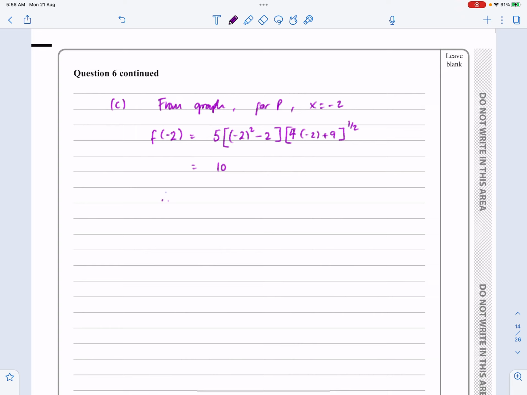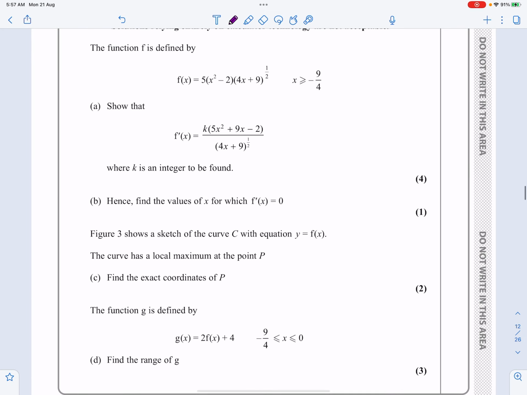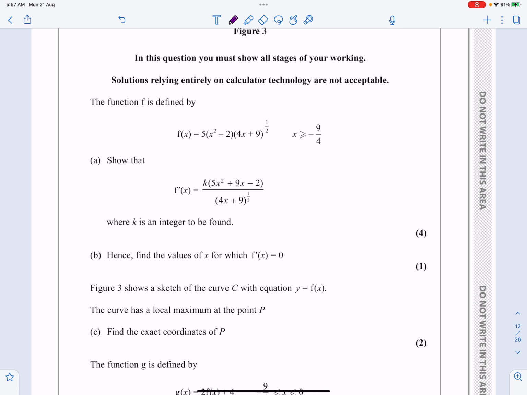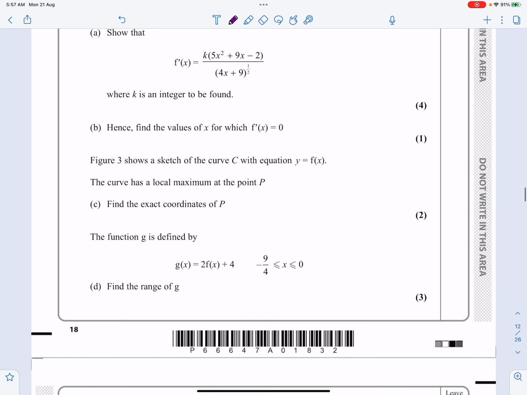So P is the point minus 2, 10. That's worth 2 marks, which is worth more marks than factorising the quadratic. Okay, so that's part C done. And then part D now is going to be using this idea of transforming a function.